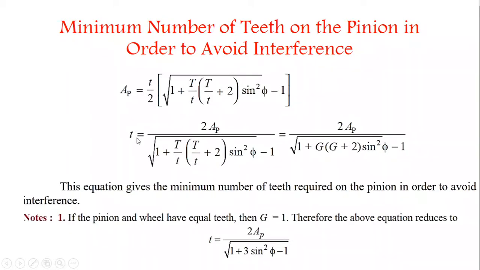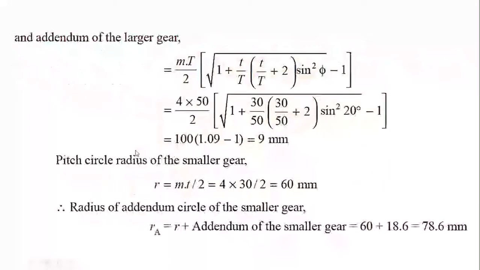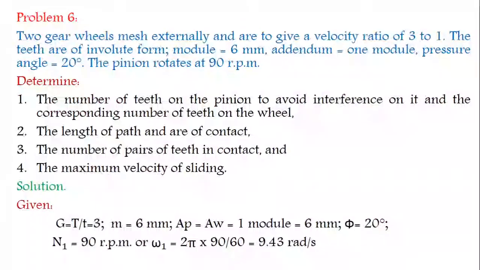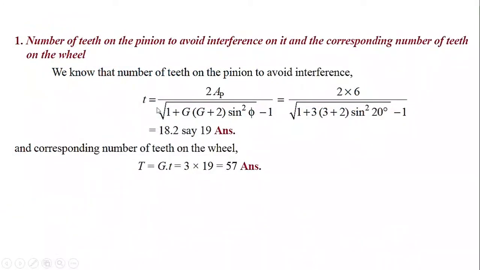Capital G equal to capital T divided by small t equal to 3. The gear ratio is already given. Using that relation, we will find the capital T value. Simple only. Small t equal to 2ap divided by (square root of 1 plus capital G into (G plus 2) into sin squared phi, minus 1). The minus 1 is outside of the square root.